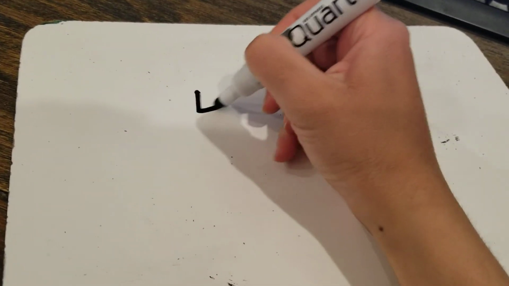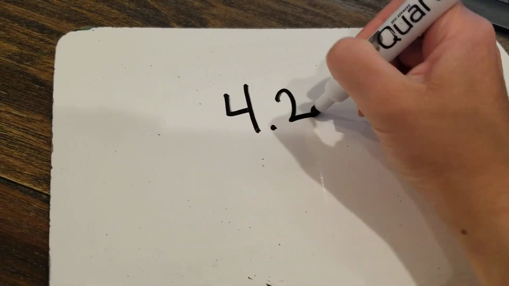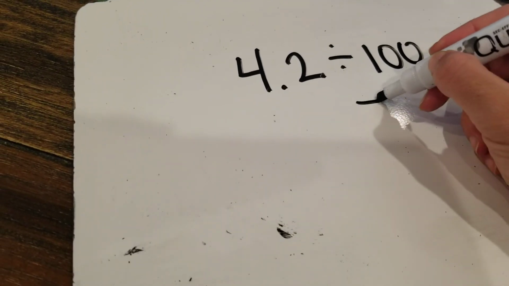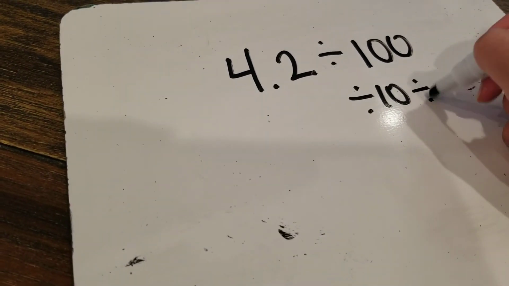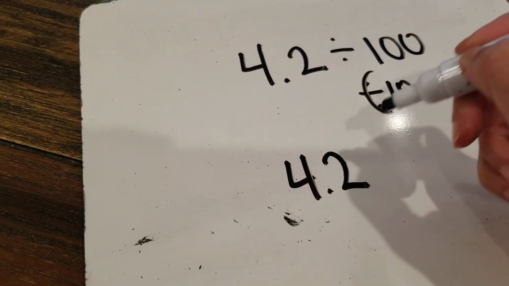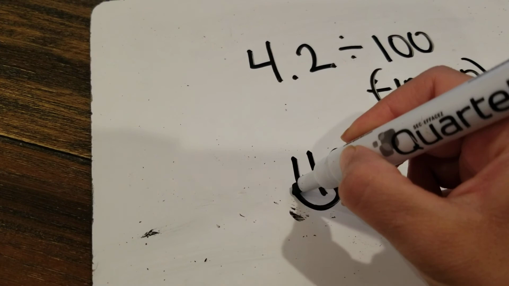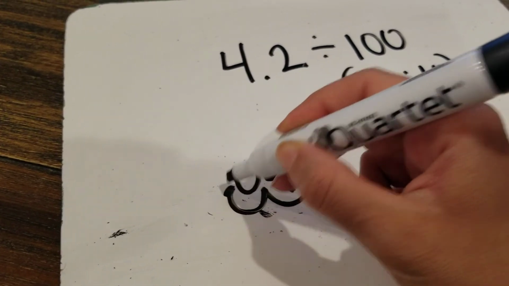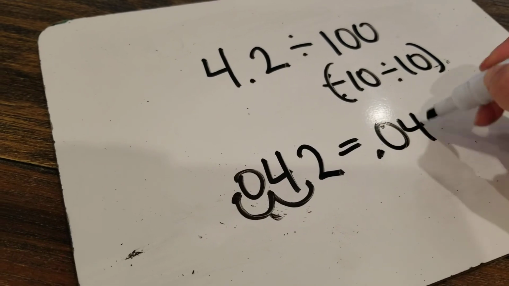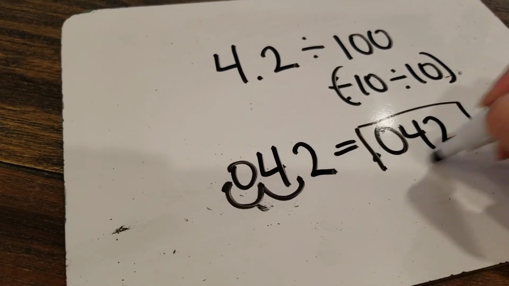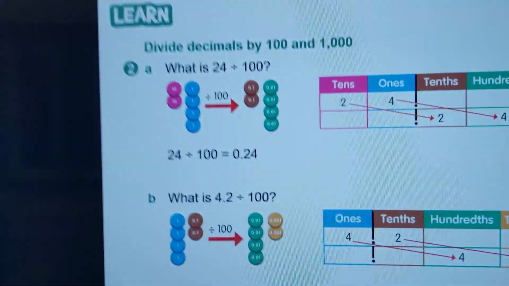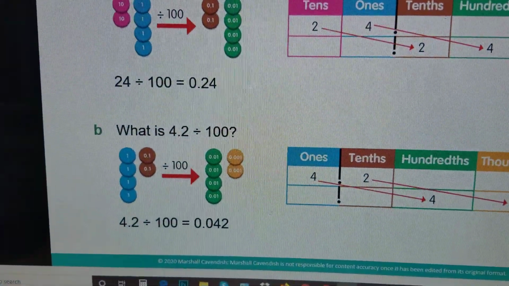So 4.2 divided by 100, which is the same thing as divided by 10 divided by 10. 4.2 once, twice, right? It got divided by 10 twice. So the new answer is 0.042. Sorry, I should have. Okay, which is what we're gonna see on our screen. There we go.